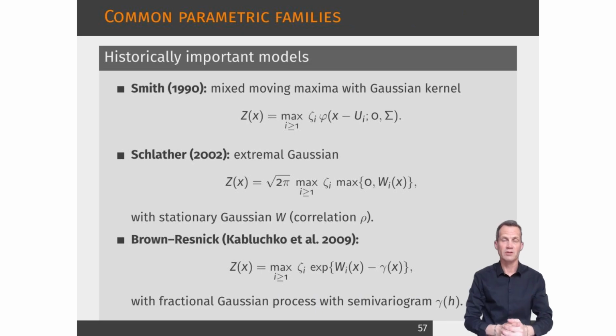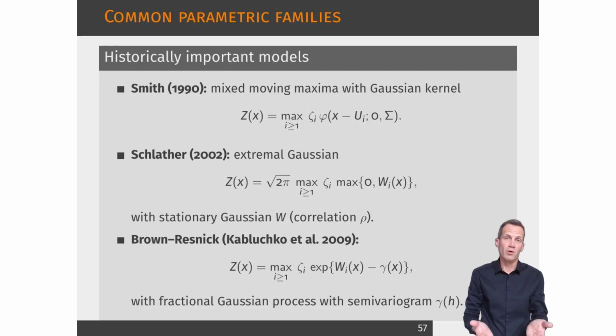This slide lists three historically important families of max-stable processes for spatial extremes. First, the Smith model represents storms as moving kernels with Gaussian shapes. Each storm has a random center and a random severity, and the observed process is the maximum over all storms. This gives a simple and interpretable spatial model.